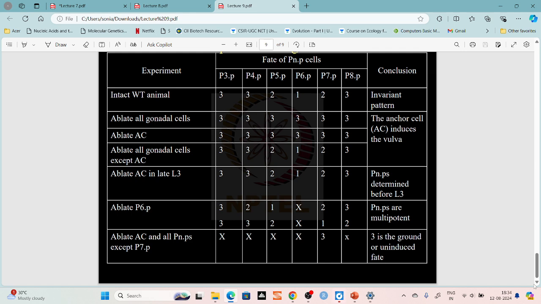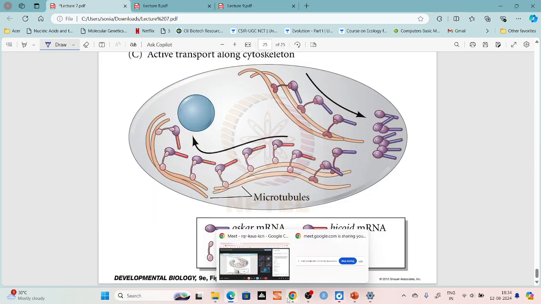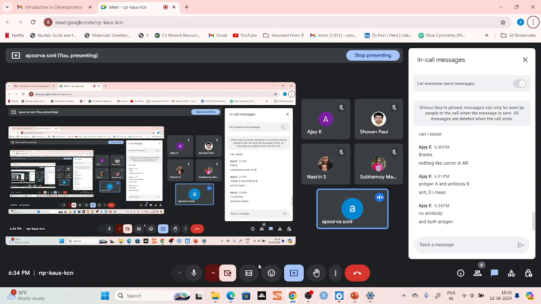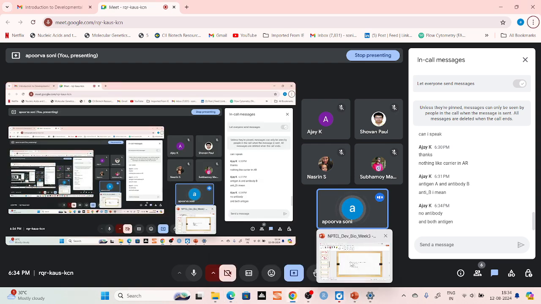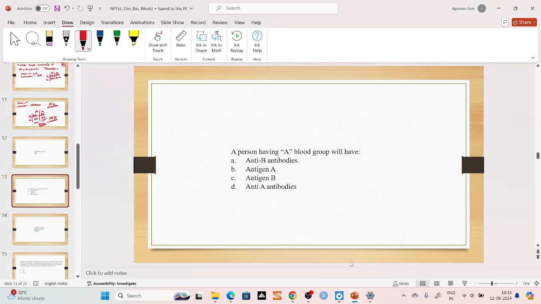Anyways, let us see if you have answered what I'm trying to ask. No antibody and both antigen. Yes. So if somebody has AB blood group, that means they do not have any antibodies and they have antigens for both A and B. And if somebody has O blood group, that means they have antibodies for anti A and anti B both, and they have no antigen.